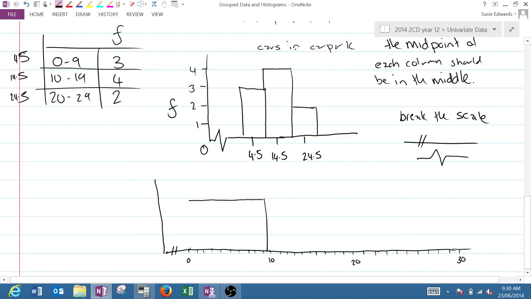What about 0? Where do you think does it stop at 0? It actually goes back a half. So it actually should go to negative a half. It's just before 0. Because the numbers, anything below that will go up. So 9.5 goes to 19 and a half. And then 20 to 29 goes to 29 and a half. And again, you write your title and your frequency.